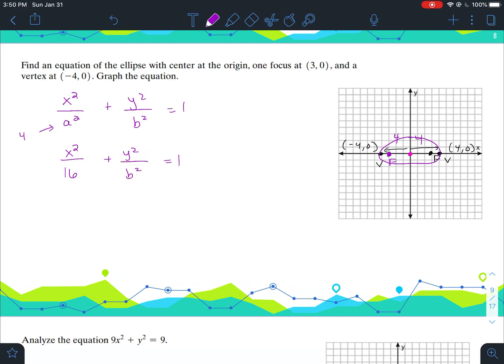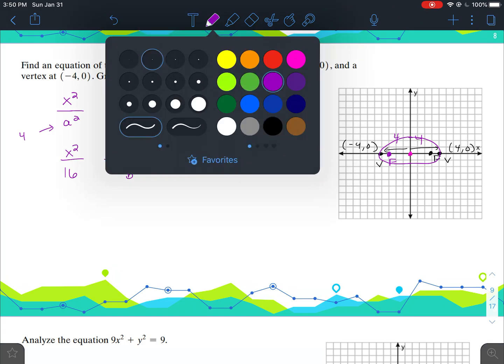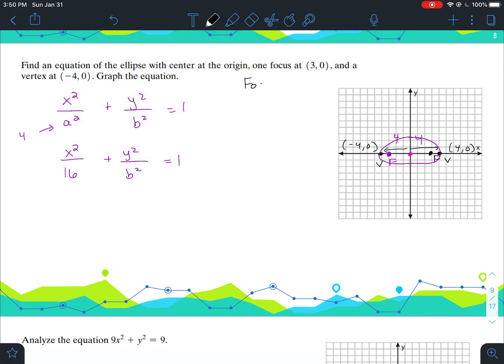All right, well, we need to find the foci. You might remember, to find foci, the equation is a² minus b² equals c², where a is greater than b. So if we did this, we have a², and then c is going to equal the distance from the center to the foci.